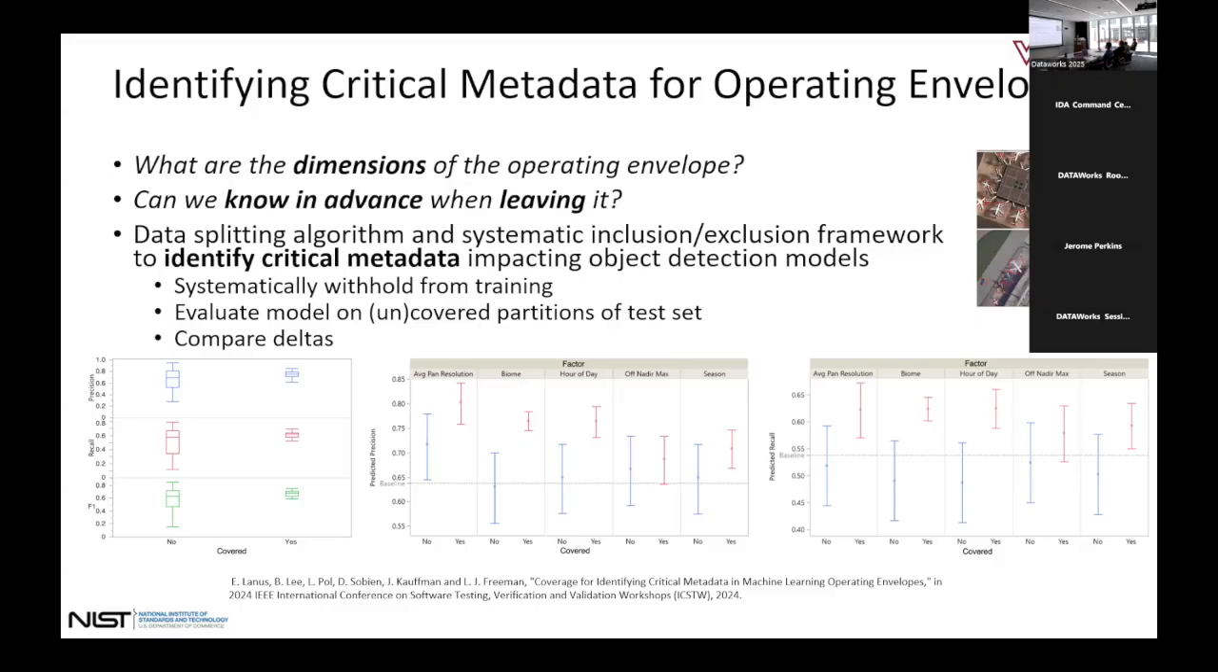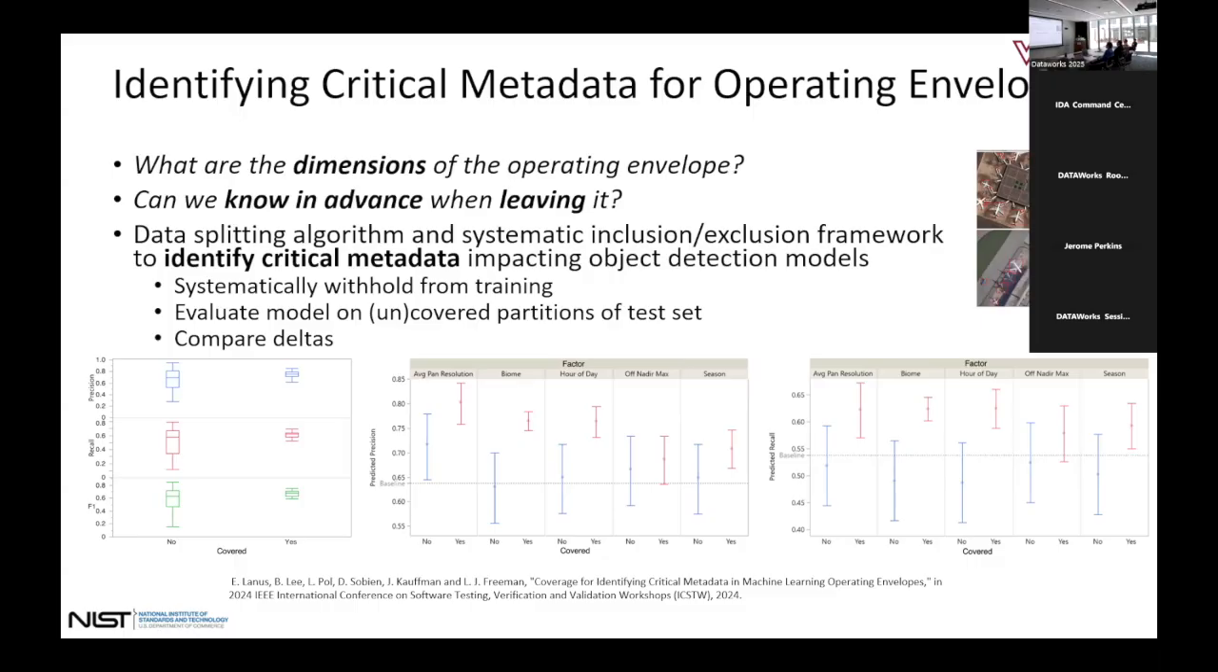And so then for each model, we evaluated that model on the universal test set partitioned into either the covered portion or the uncovered portion. So for example, model A would be tested on interactions that contain that withheld interaction A as the uncovered test set, and then also on all of the other interactions that were seen in training. And then we compared the deltas. We tried to see when does the model have different performance on the uncovered versus the covered partitions.